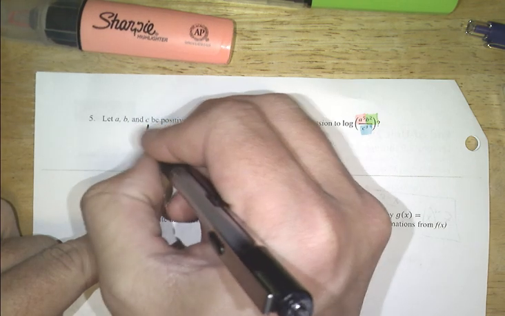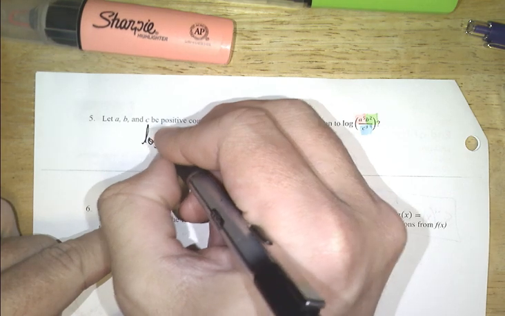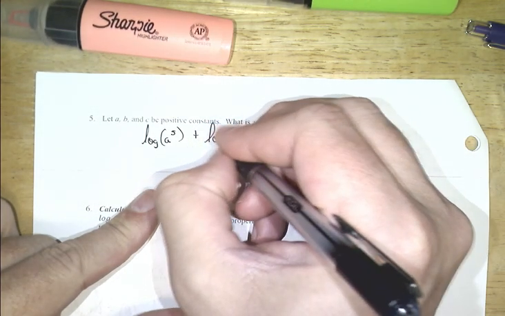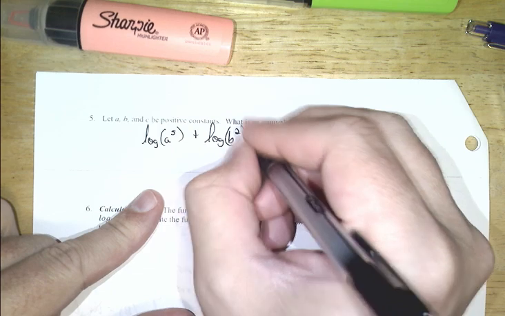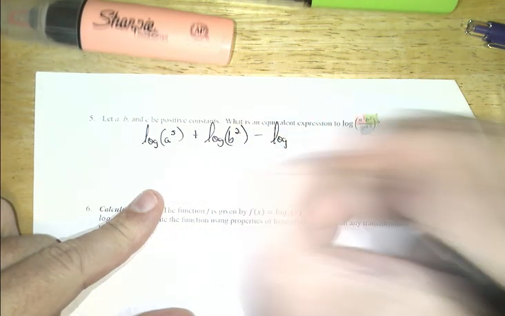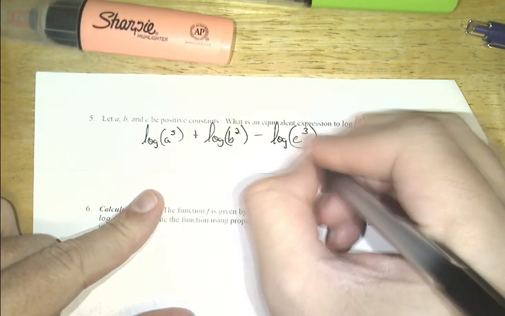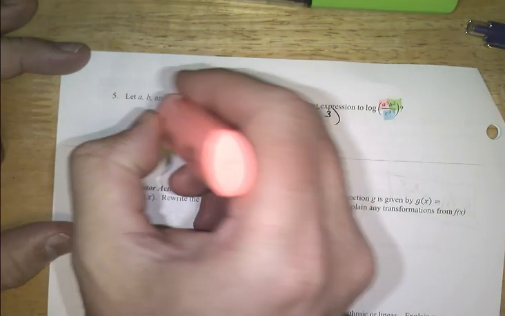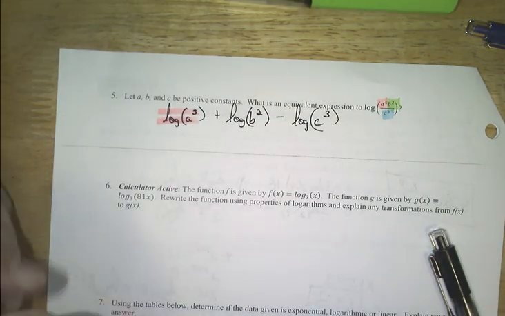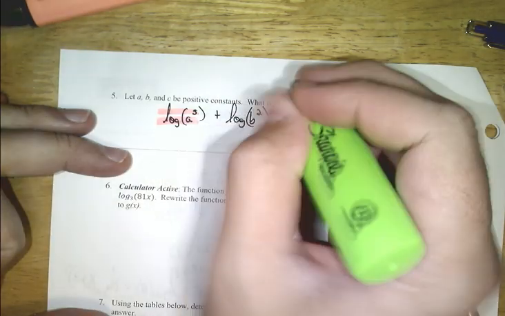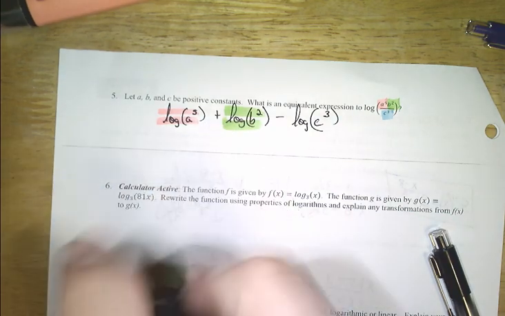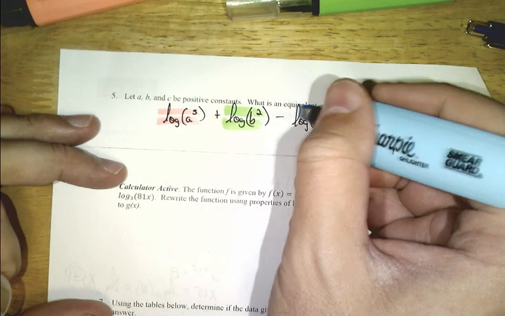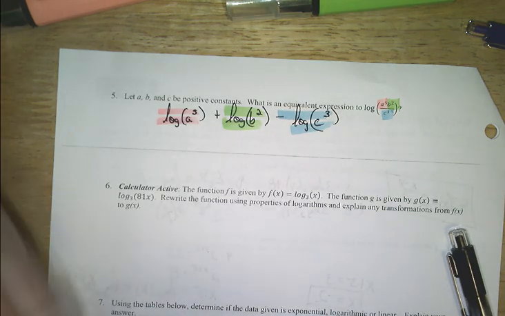So this will be log of A to the 5th plus log B squared minus log C to the 3rd. And we can see here that there is my A term right there. Here is my B term. Both of these are positive logs because they are on top in the fraction inside the log. And then since C is on bottom, it is a subtraction.